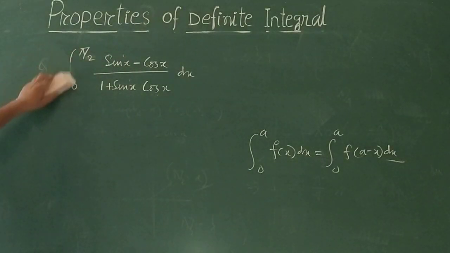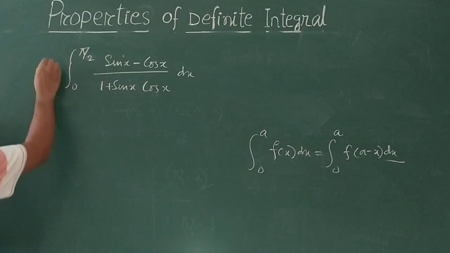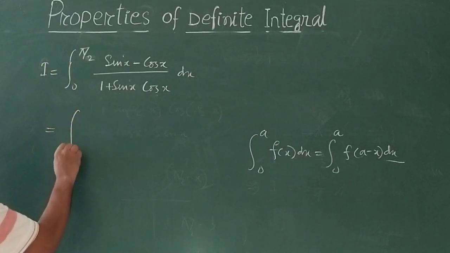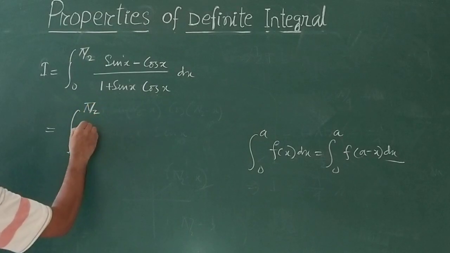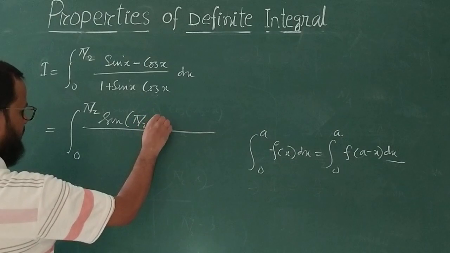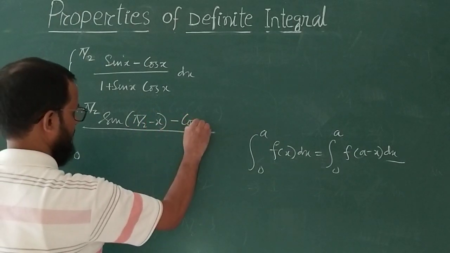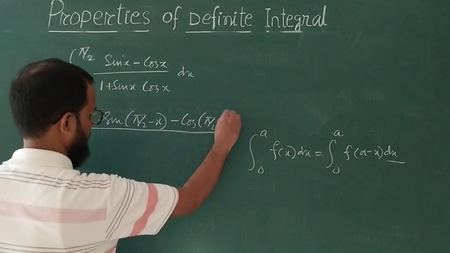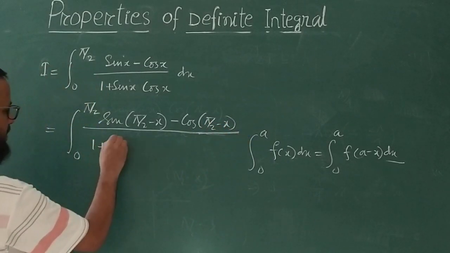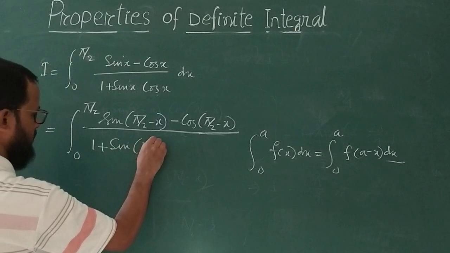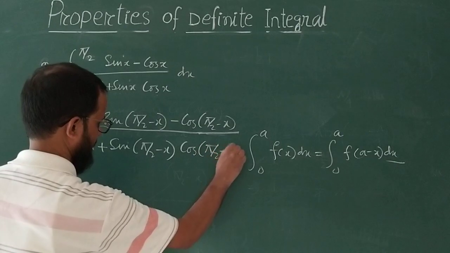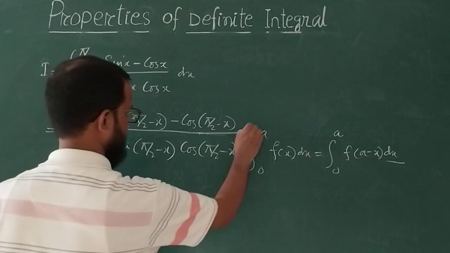So let us name this integral I. This is your I. So apply the property. Integration 0 to pi by 2, everywhere you apply sin pi by 2 minus x minus cos pi by 2 minus x, divided by 1 plus sin pi by 2 minus x into cos pi by 2 minus x, into dx.